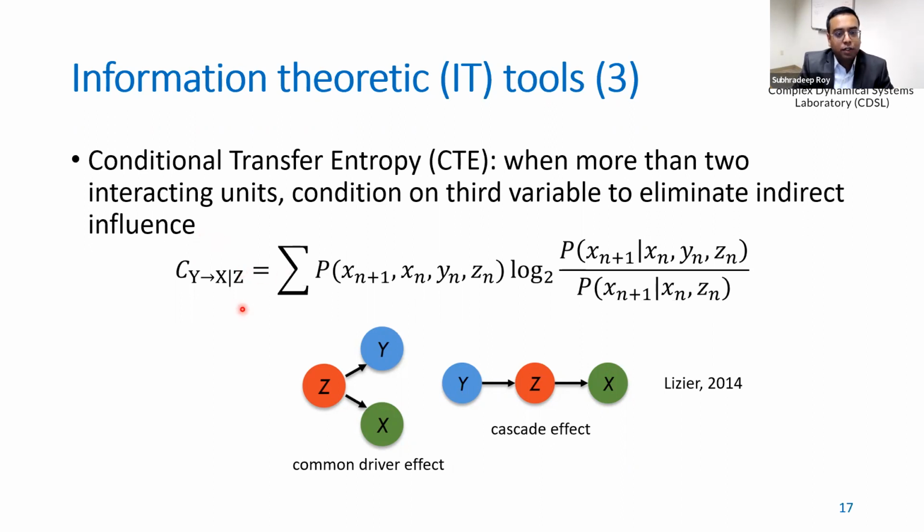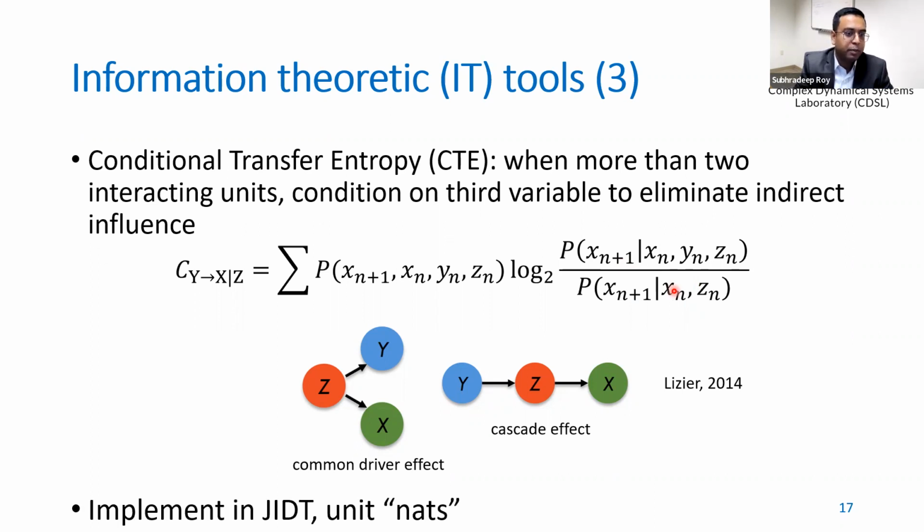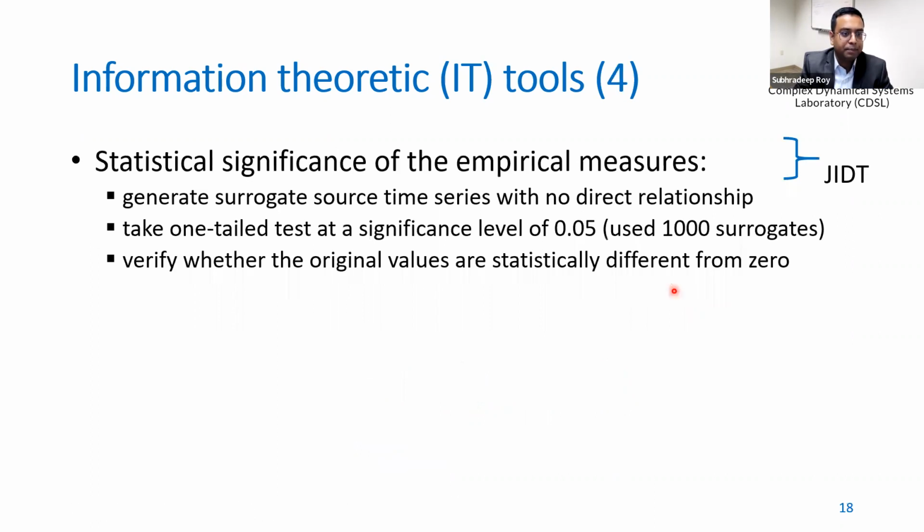So to find the influence of Y on X conditioned on Z, basically looks into how much Y can better estimate X when we already know how much we can learn about the future of X using the current state of X and Z together. So that's basically conditional transfer entropy. These are the two tools I'm going to use in my study. Again, unit will be NATS implemented in GIDT.